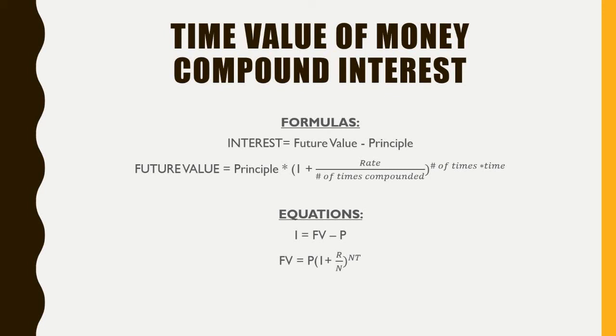But let's take a look at my future value formula. My future value formula is going to be my principal times the quantity 1 plus my rate divided by the number of times compounded, in parentheses, exponented by the number of times compounded times my time in years. Okay? So in this case, you're not able to do this on a regular calculator. You can do this on Excel.